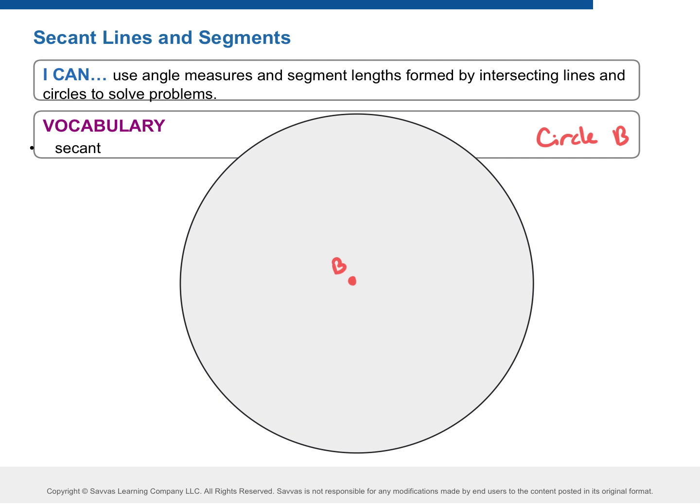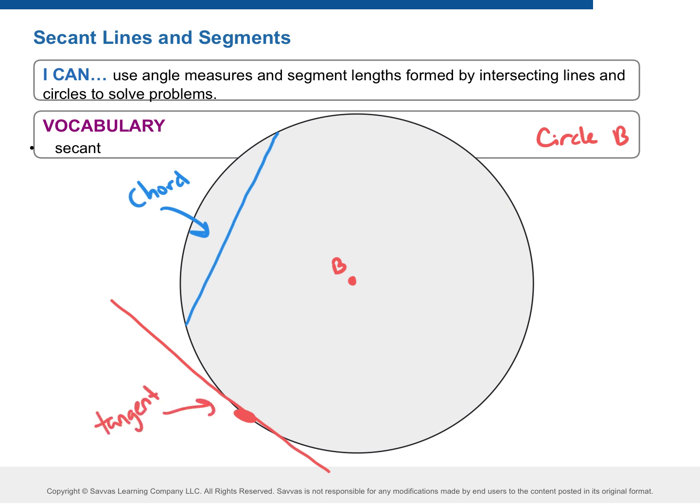So go ahead and draw a chord. Remember, a chord is when the endpoints are on the circle. Okay, so this is a chord. The other line we know is tangent. What do we know about a tangent line? Touches one point on the edge, and what does it create? 90 degrees. Good. This last one we're going to talk about is a secant line.